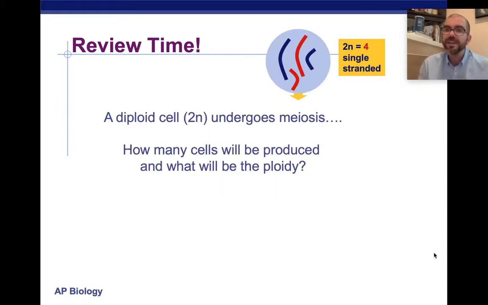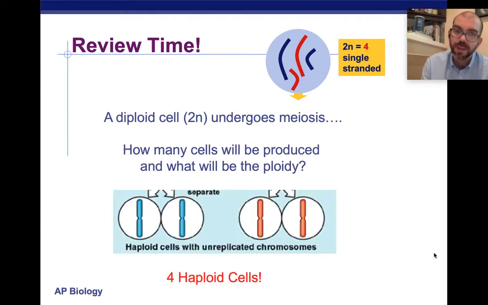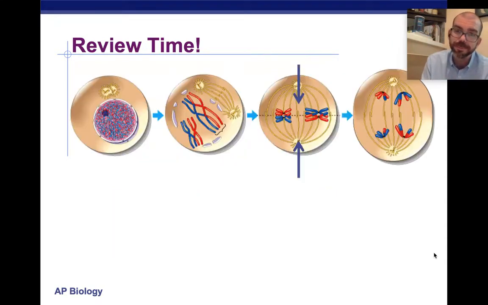A diploid cell is going to undergo meiosis. After it does meiosis, how many cells are going to be produced? And what is the ploidy of those cells? We're going to make 4 cells that are haploid, or with half the material. So mitosis is 2n to 2n, meiosis is 2n to 1n, and 4 cells total.